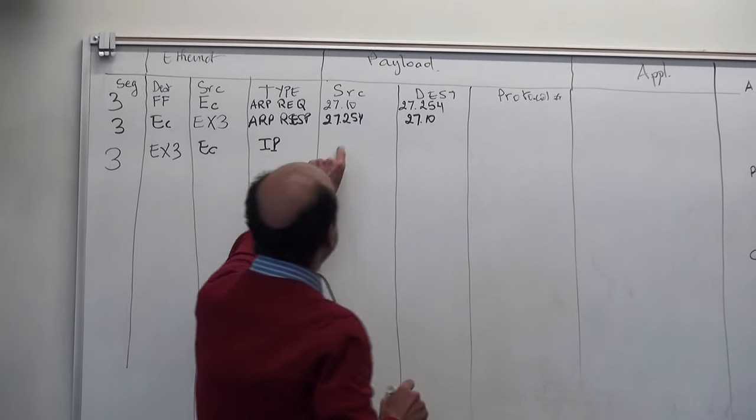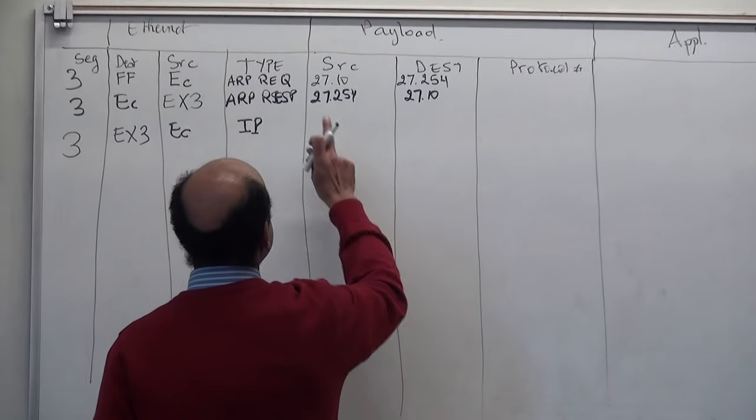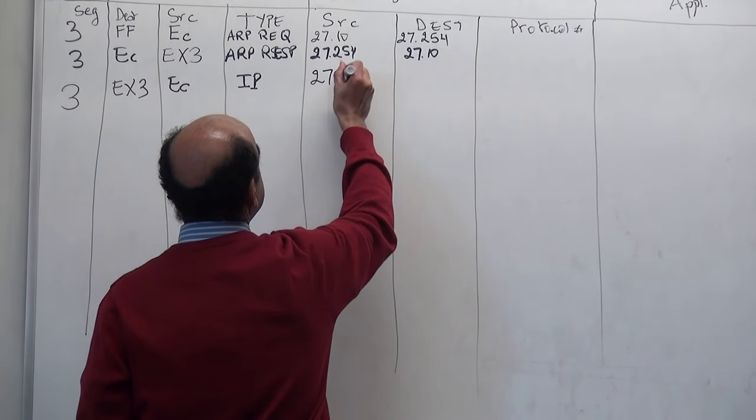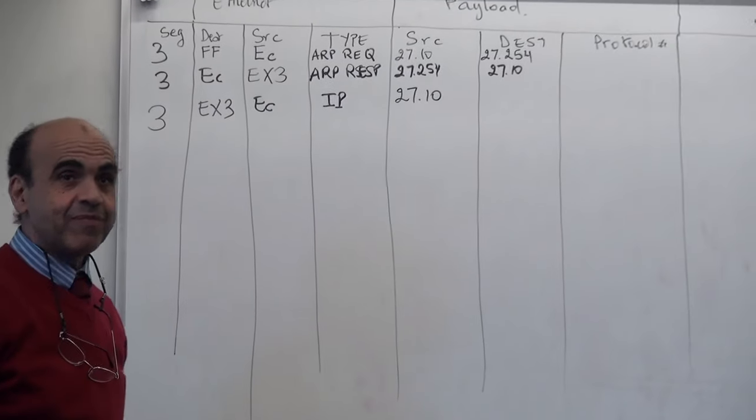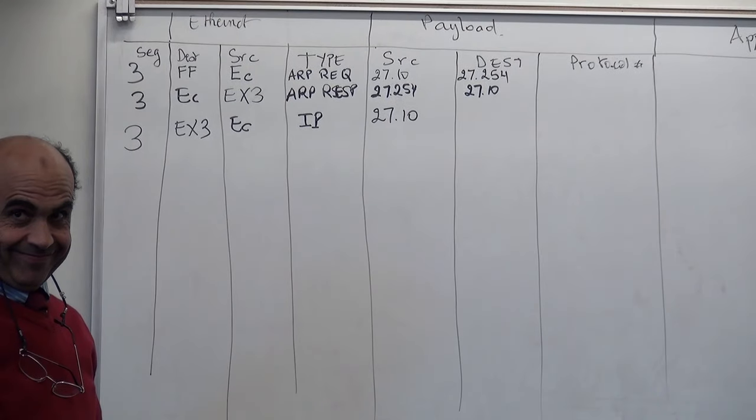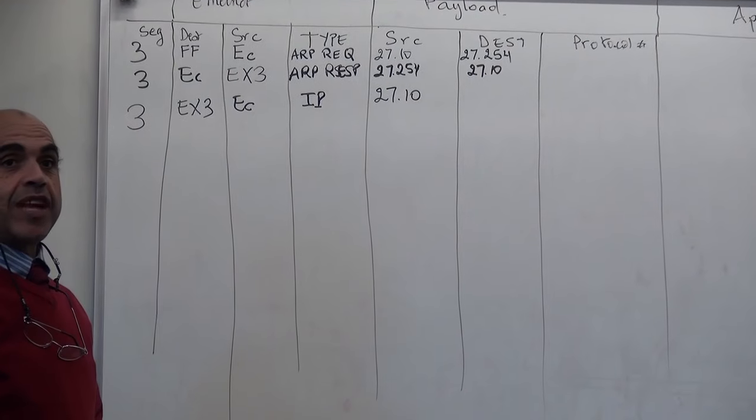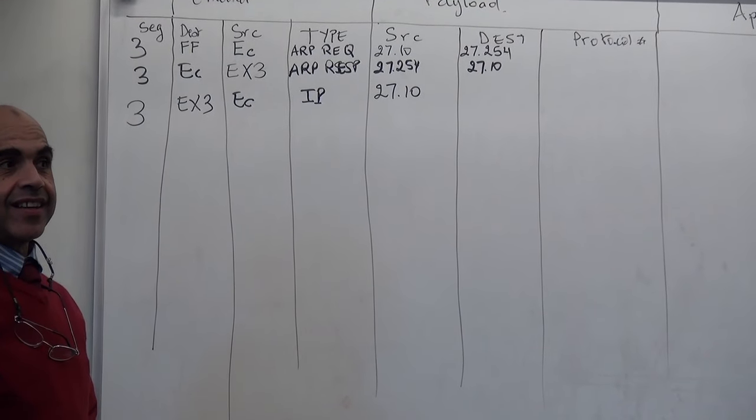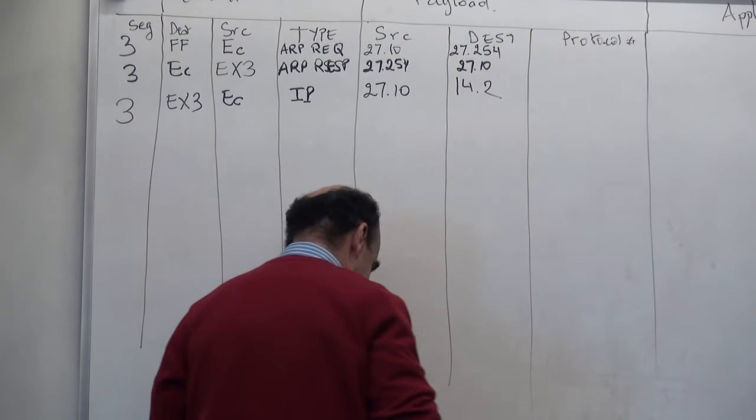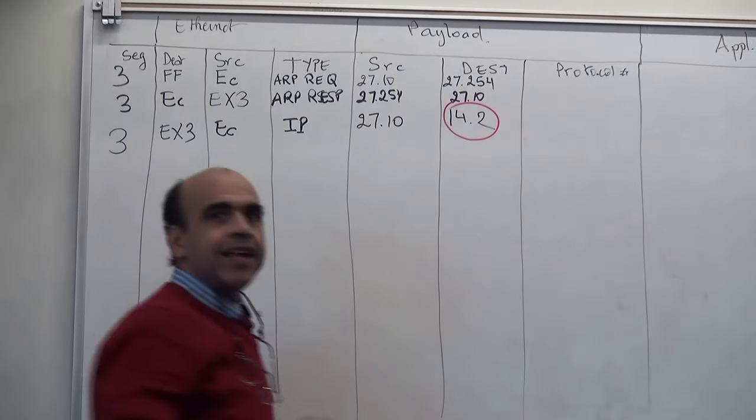Okay? Now, what is the source? Who is sending this request? 27.10. That's host C, right? Now, who is the destination? Oh, it's the DNS server. So which IP address should I put here? 14.2.